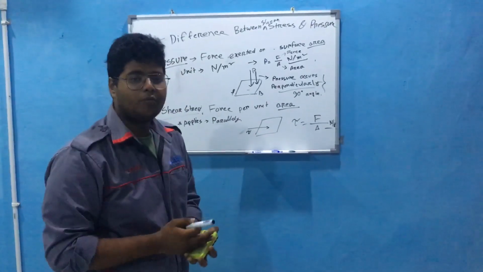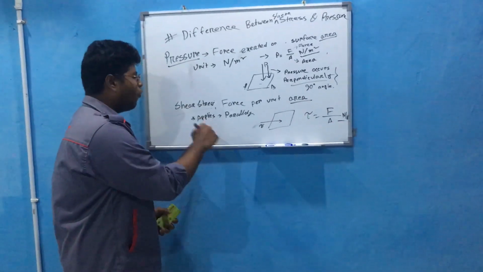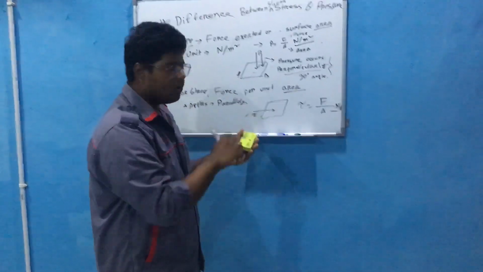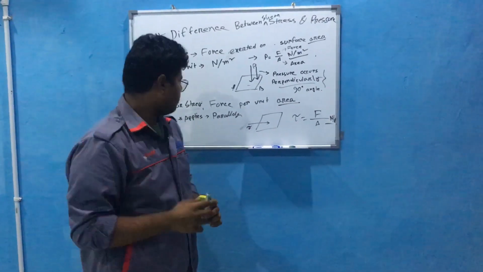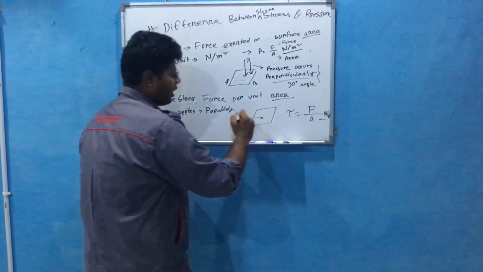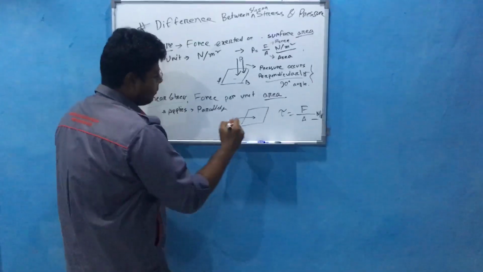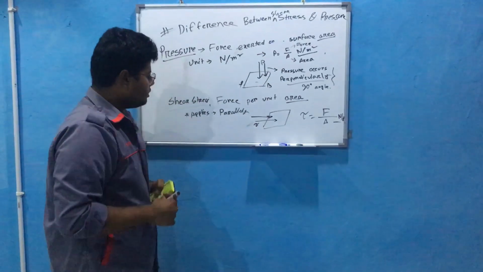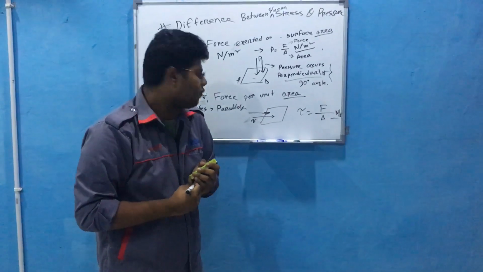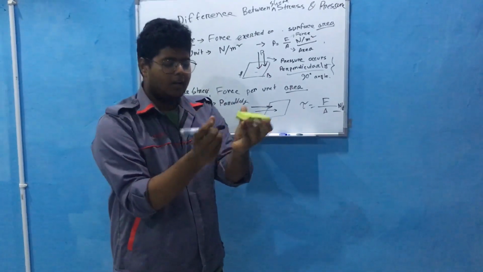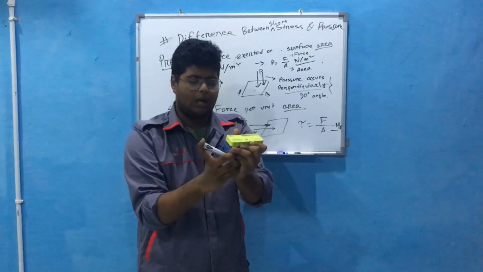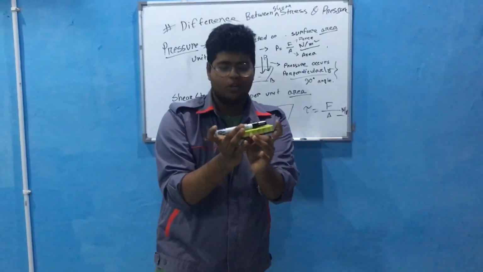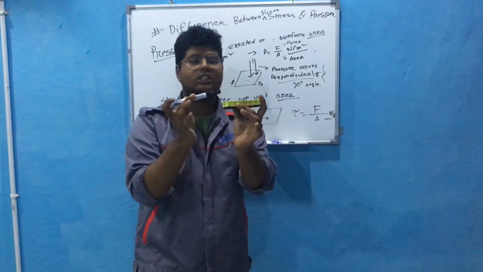And what is the definition of shear stress? The shear stress definition is force per unit area. Force is applied on a surface per unit area. But the thing is that this force is applied parallelly, and pressure is applied perpendicularly. That means if I apply the force at a 0 degree angle, like this is my object and I am applying this force, is there any angle? No, there is no angle. So the angle is 0 degrees. This is called shear stress.